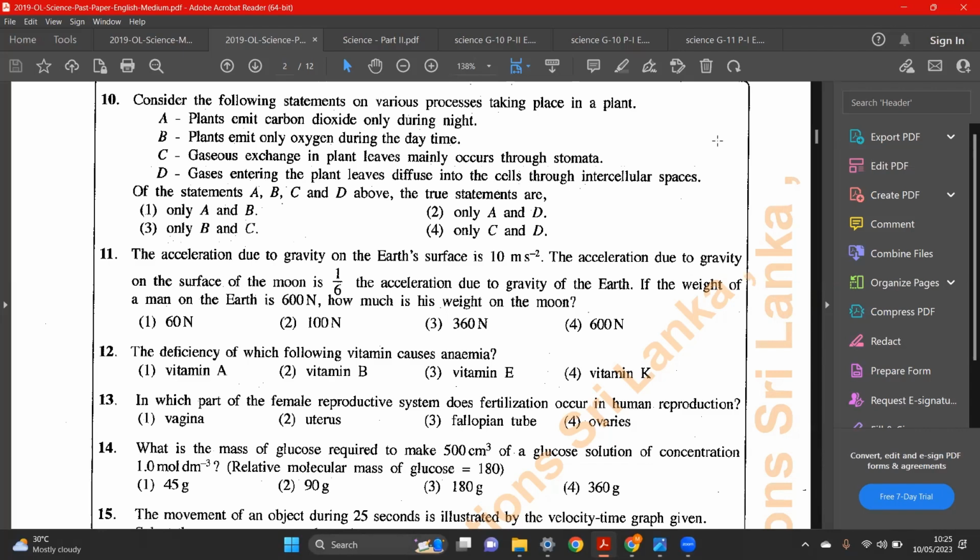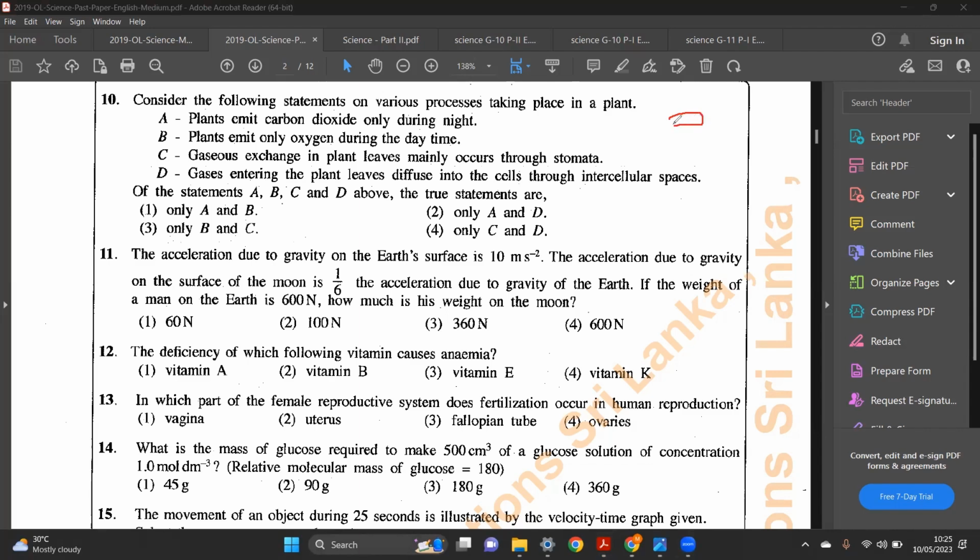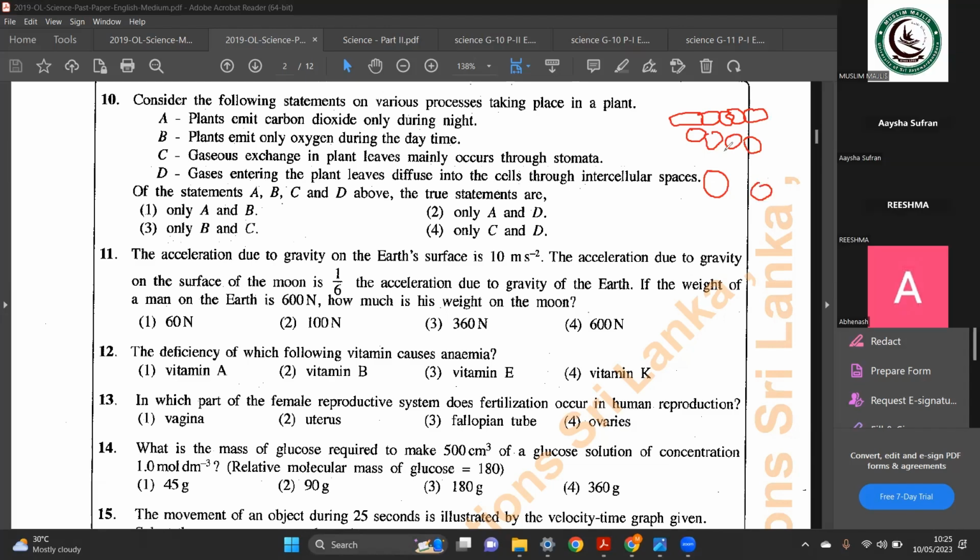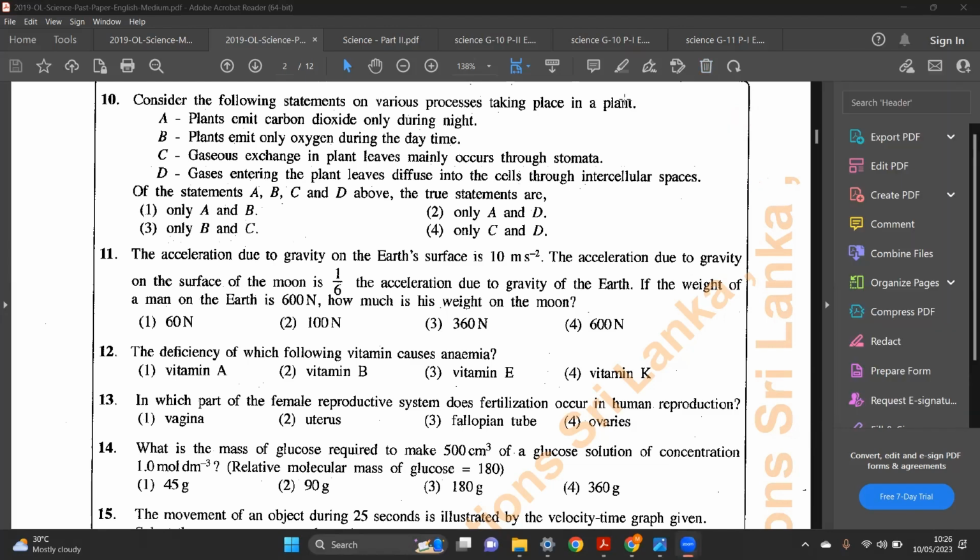And then when we look at statement D, gases entering the plant leaves diffuse into the cells through the intercellular spaces. So if you talk about the cell structure of a leaf, this is your epidermis, then you have your stomata, you have your cells, and underneath you have all your plant cells gathered here, but they're not tightly packed. You have certain spaces available, which help the gases to travel through. That is what we call your intercellular spaces. All right. So therefore, that is also a true option. So therefore, it's option 4.